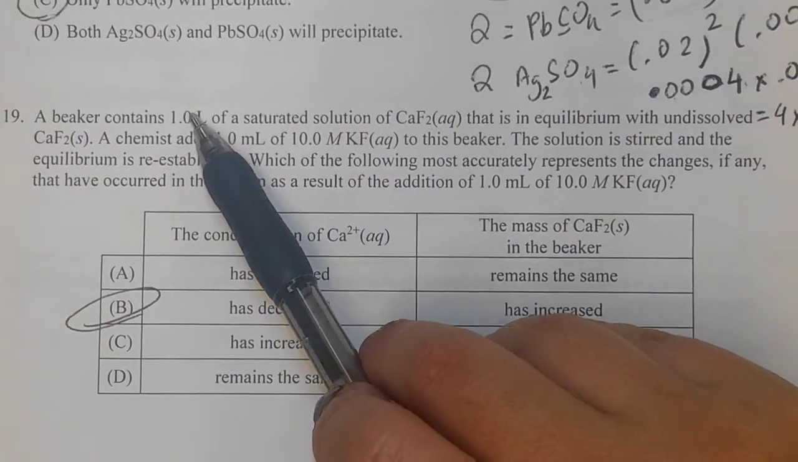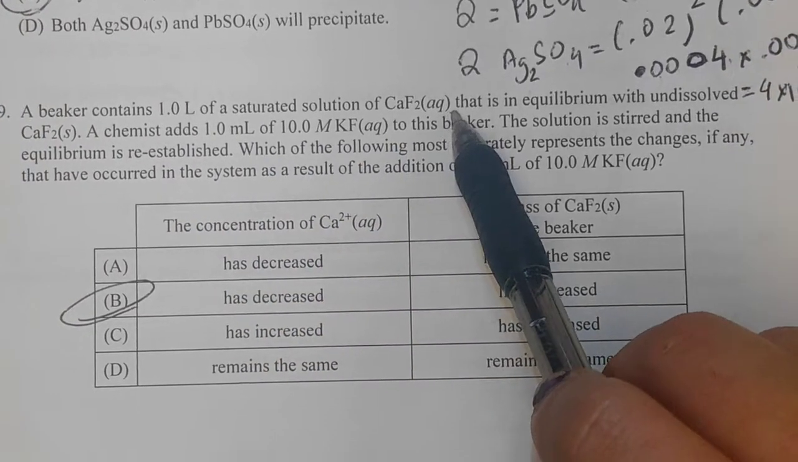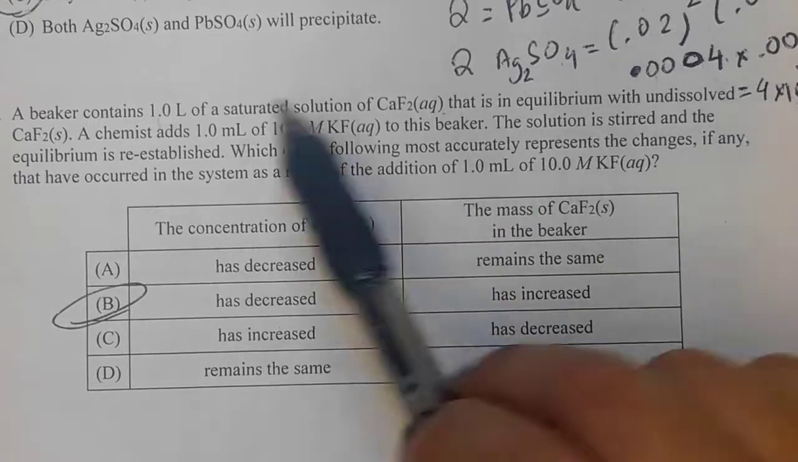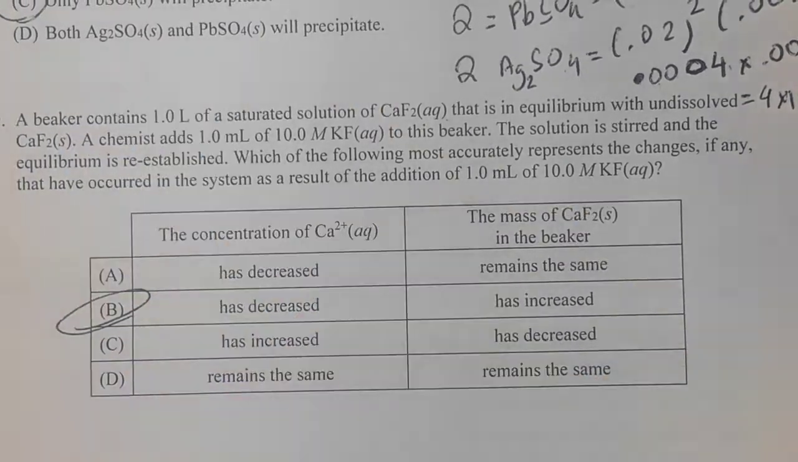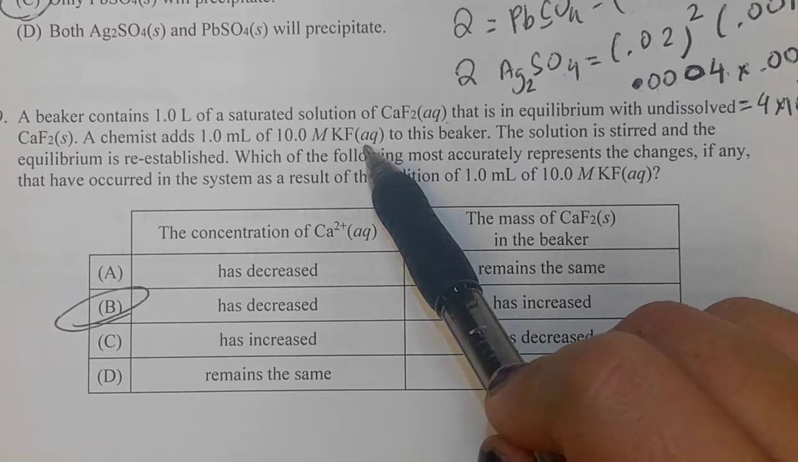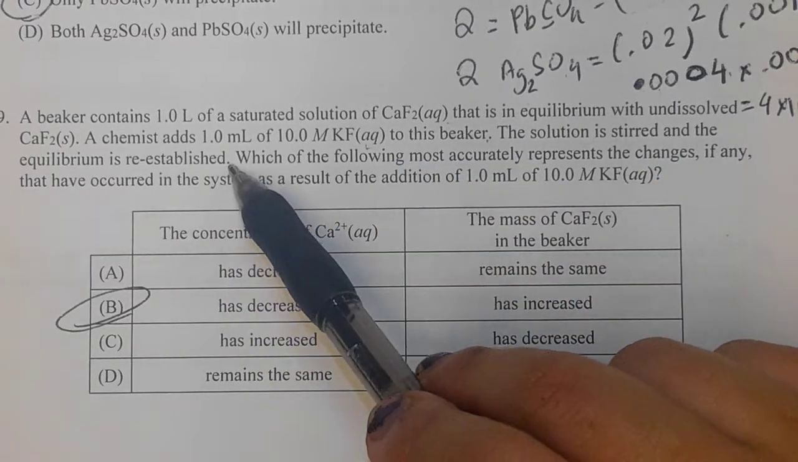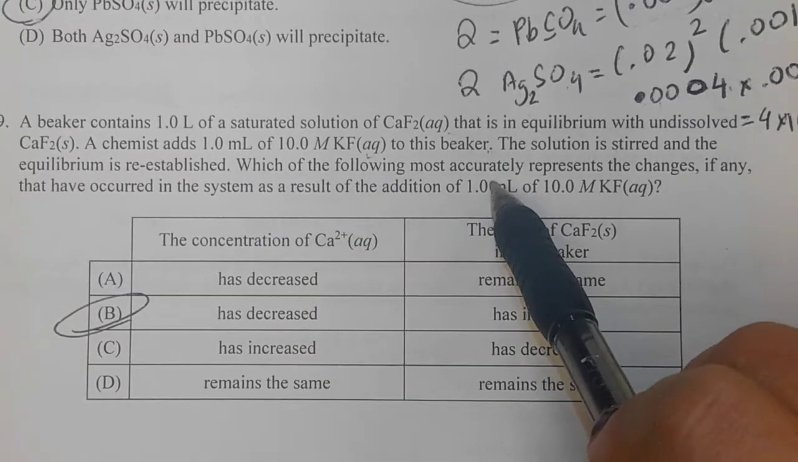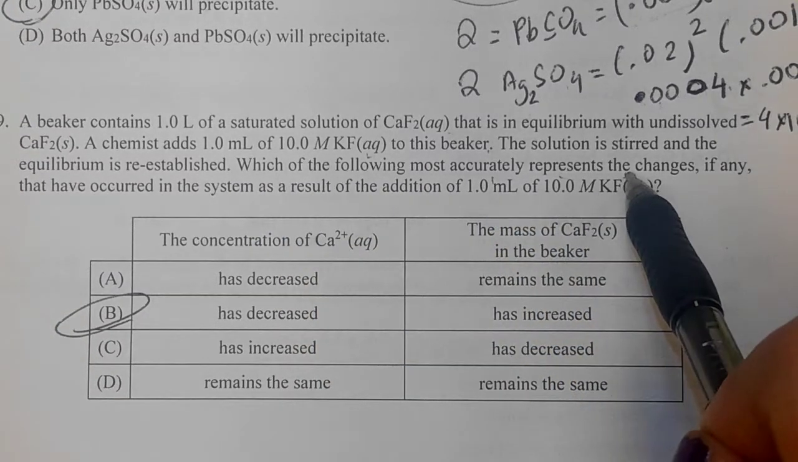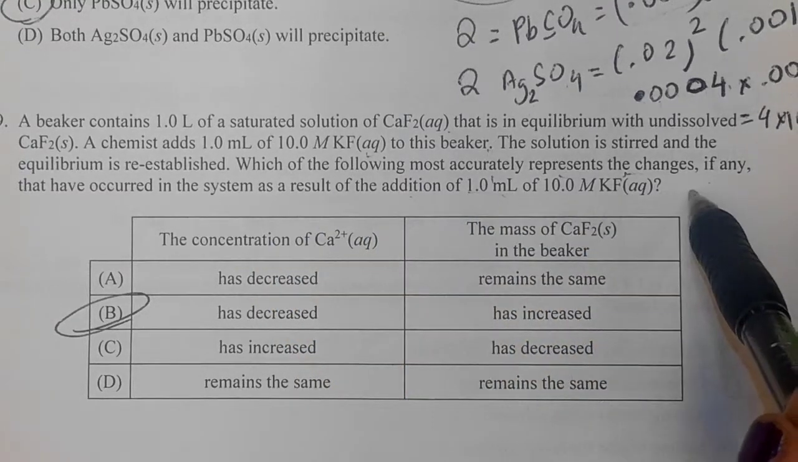A beaker contains 1 liter of a solution that is at equilibrium with the undissolved solid. So they have both of them in there. A chemist adds KF into the beaker. The solution is stirred and the equilibrium is re-established. Which of the following most accurately represents the change, if any, that occurs in the system after you add this?